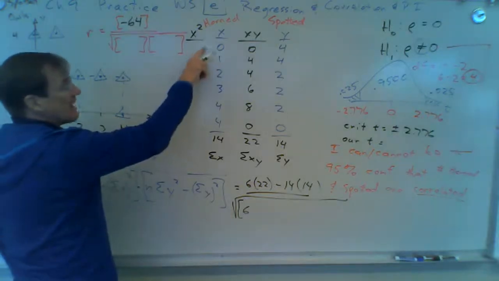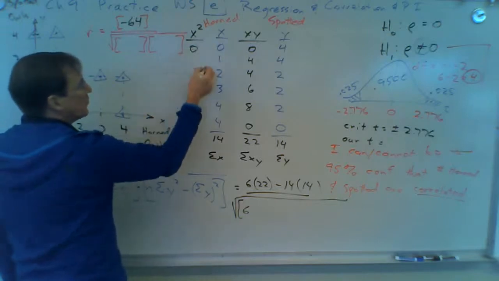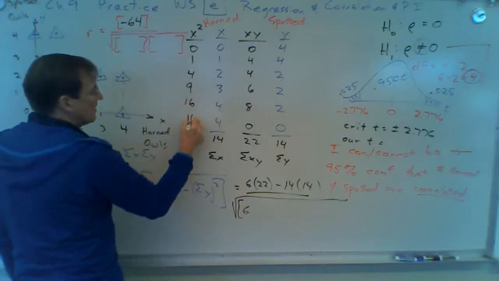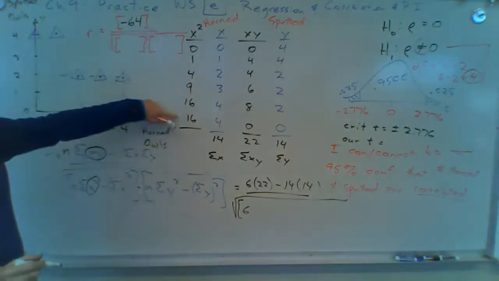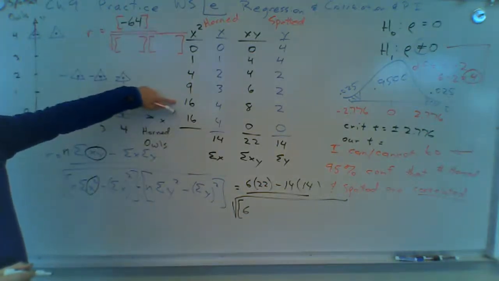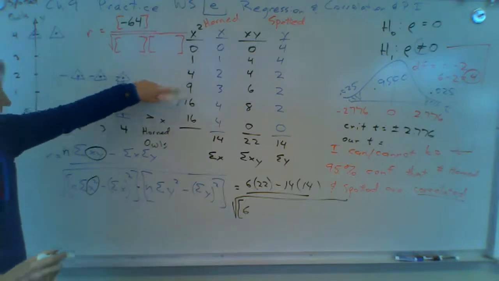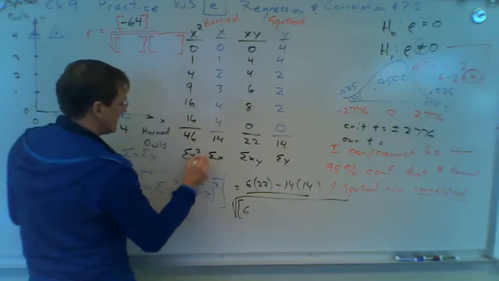To get the x squared column, I just square this column right here. 0 squared is 0, 1 squared is 1, 2 squared is 4, 3 squared is 9, 4 squared is 16, 4 squared is 16. And then I add that column up. 16 and 16 is 32, and 9 and 1 is 10, so that's 42, and 4 is 46. So that's the sum of the x squareds.